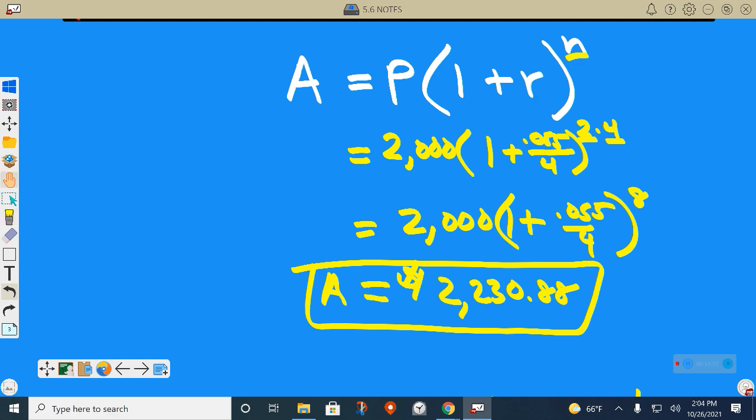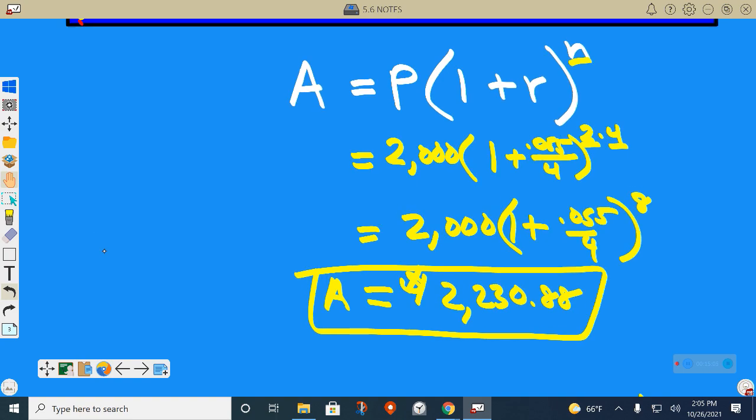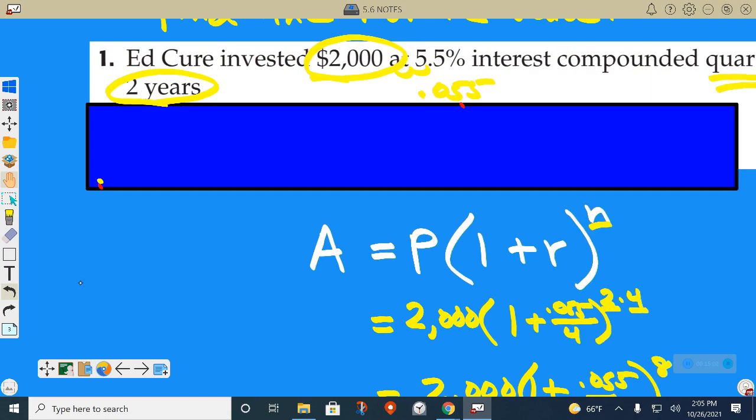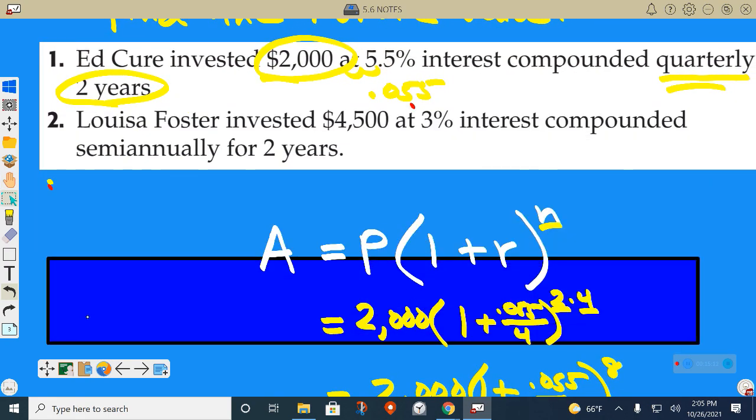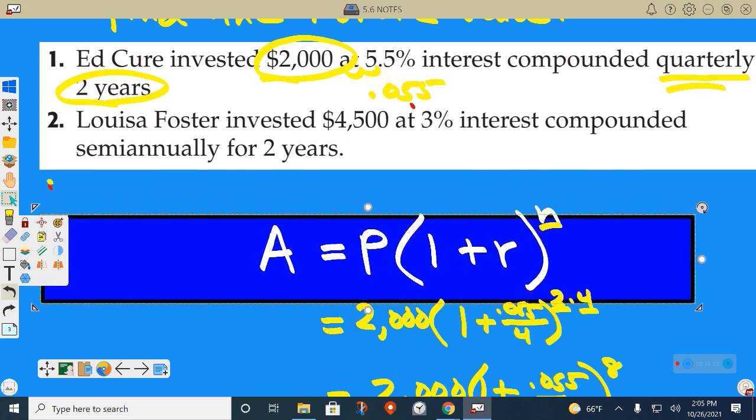Let's do one more example. I'm going to go quicker now. Any questions so far? Look at number 2 now. I'm gonna write this one down. Let's do Louisa now. Louisa Foster. Last example.